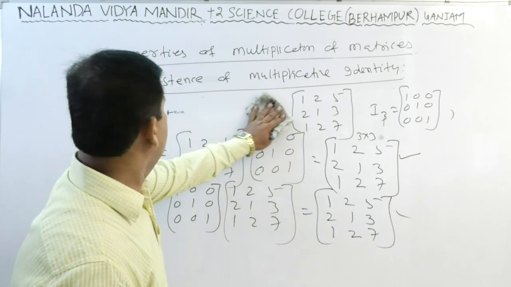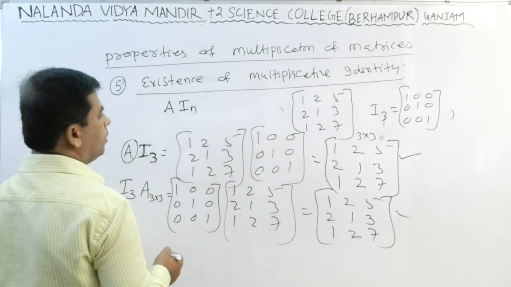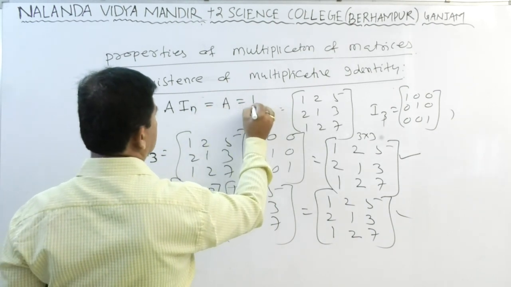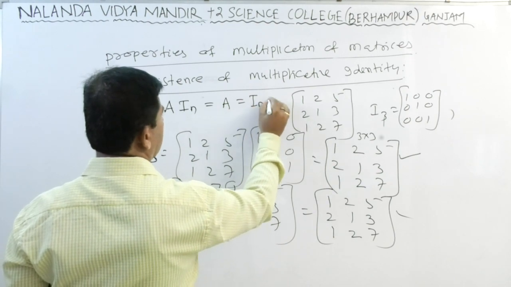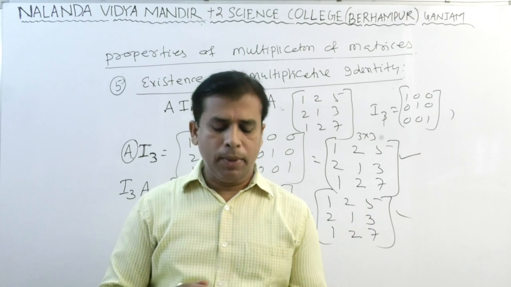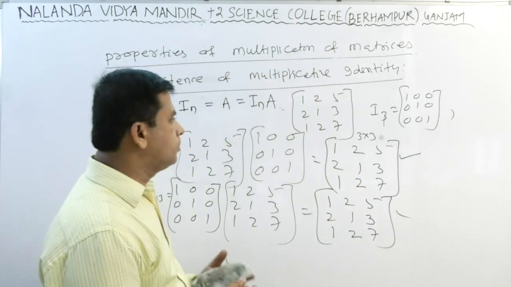So, for any square matrix A, there exists an identity matrix of the same order such that A into I_n is equal to A, and also I_n into A is equal to A. This identity matrix is known as the multiplicative identity of a square matrix. Okay.